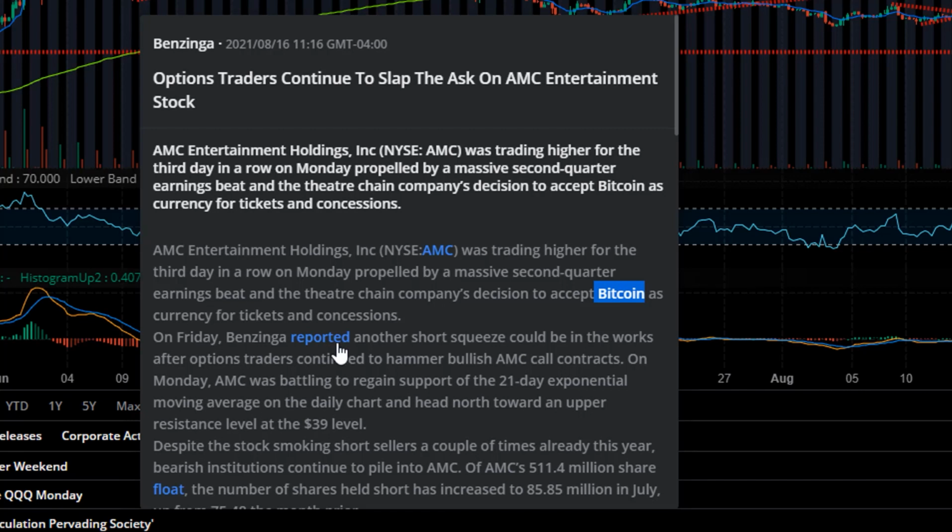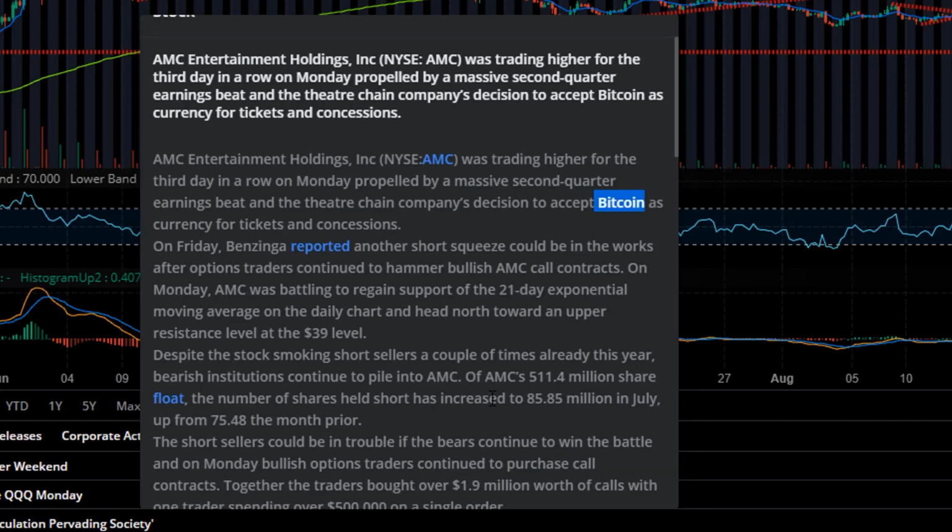Now, on Friday, Benzinga reported another short squeeze could be in the works after option traders continued to hammer bullish AMC call contracts. On Monday, AMC was battling to regain support of the 21-day exponential moving average on the daily chart and head north towards an upper resistance level at the $39 level. Despite the stock smoking short sellers a couple times already this year, bearish institutions continue to pile into AMC. Of AMC's 511.4 million shares float, the number of shares held short has increased to 85.85 million in July, up from 75.48 the prior month, right?